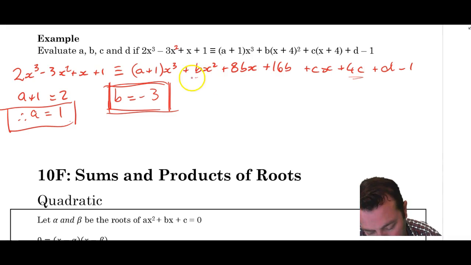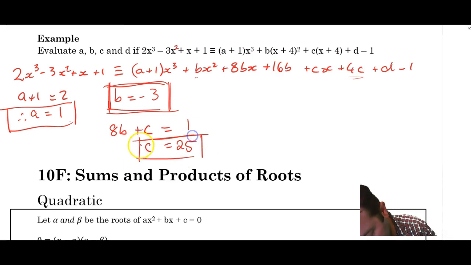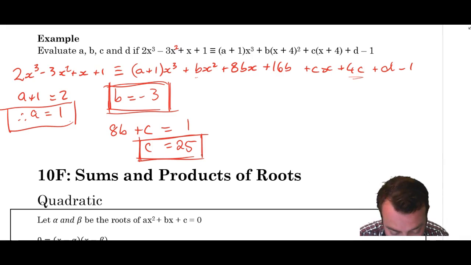If I look at the x squareds, there's -3 here, there's b of them here, so b is -3. Now let's look at the x terms. I've got 1x here, and over here I've got 8b x's plus c, which equals 8b plus c. There's all my x terms, equals 1. Now 8b is 8 times -3, which is -24. So c equals 25.